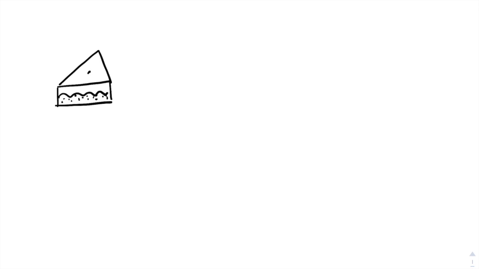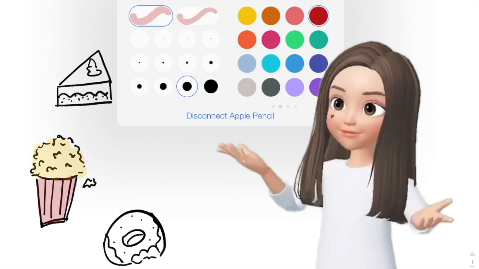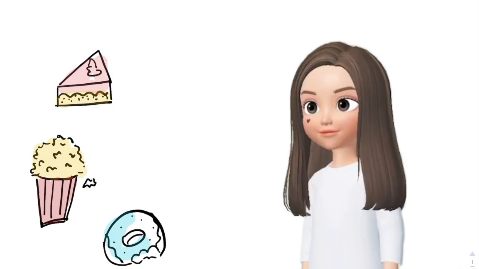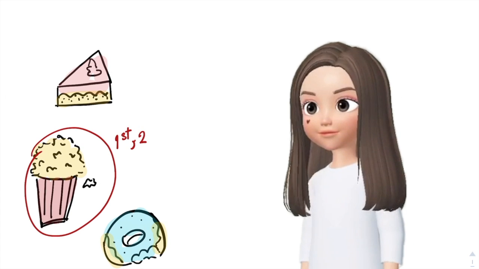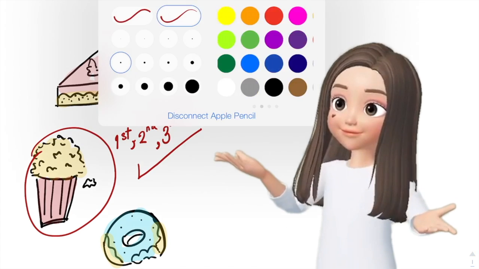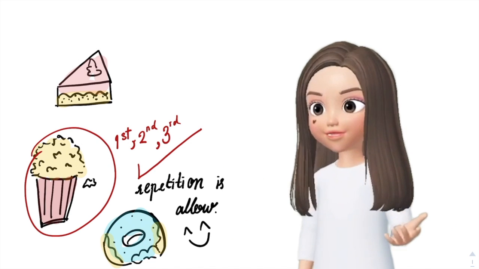Pretend you are at a cafe that offers 3 different foods, from which you can choose 3. Suppose the first food you choose is popcorn. As the menu allows you to have 3 pieces, your second and third choice could also be popcorn. In this scenario, repetition is allowed.